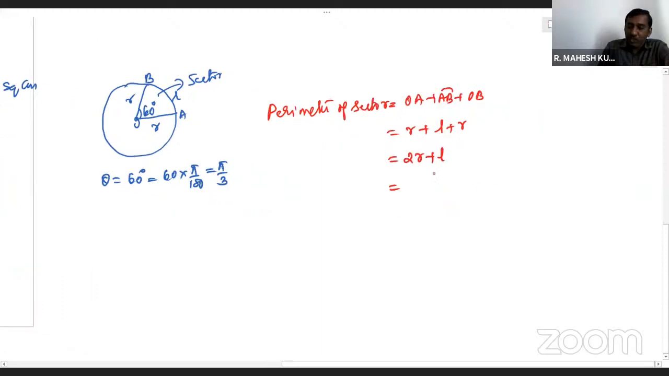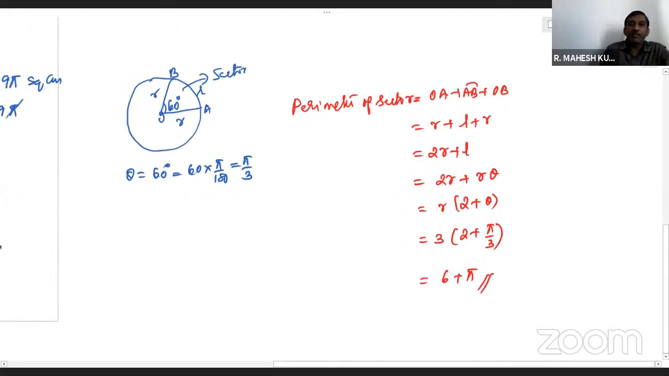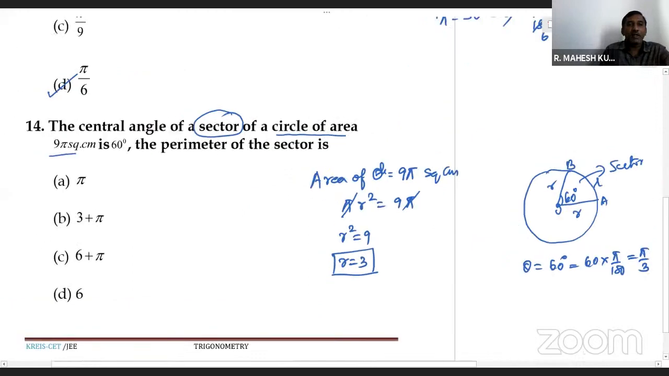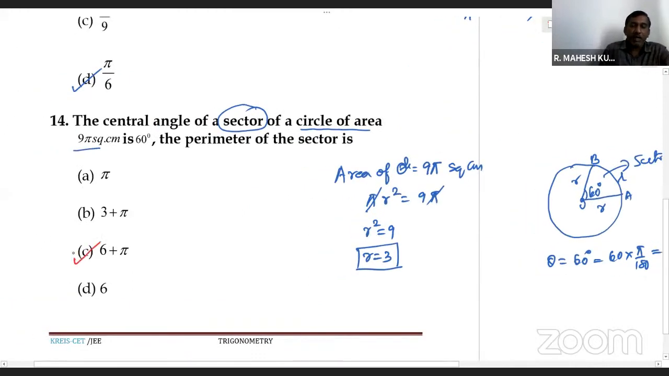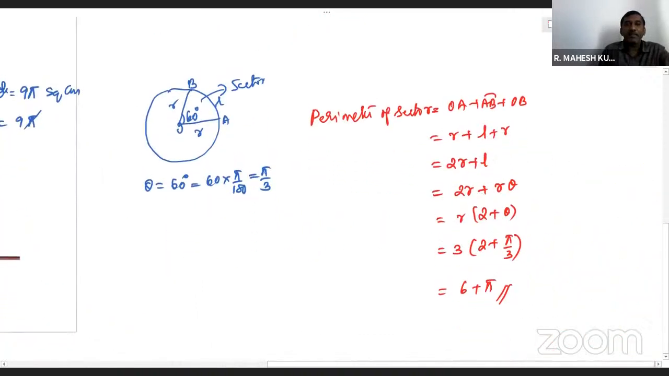Now this is 2R plus L, where L is R theta. So I will take R outside, it is R times (2 plus theta). What is R here? It is going to be 3. 2 plus theta is going to be 5 by 3. Now you take that 3 inside: 3 into 2 is 6 plus 3, the 3 cancels, you get 6 plus 5. Now look at the answer: 6 plus 5, option C is going to be the correct answer. 6 divided by pi is the right choice.